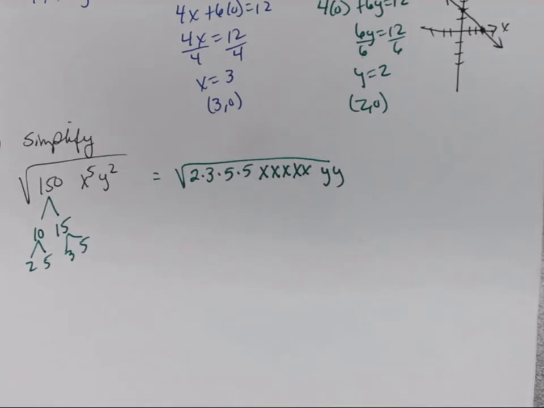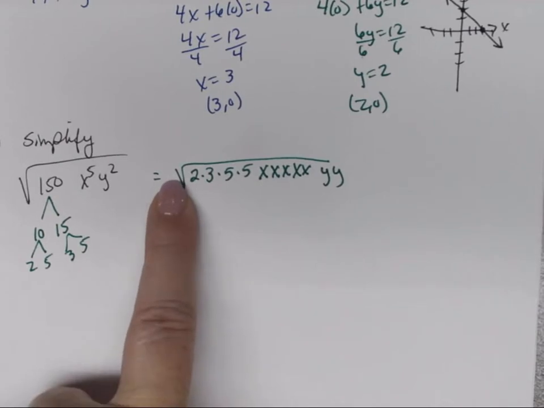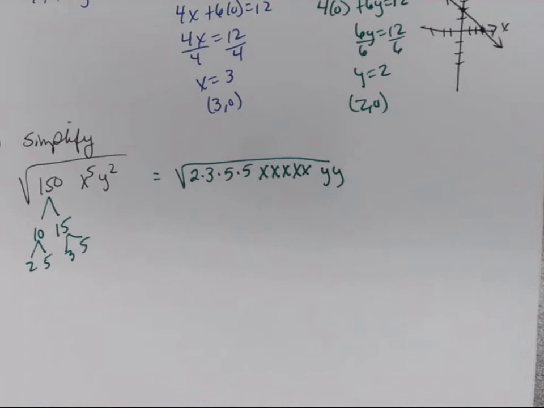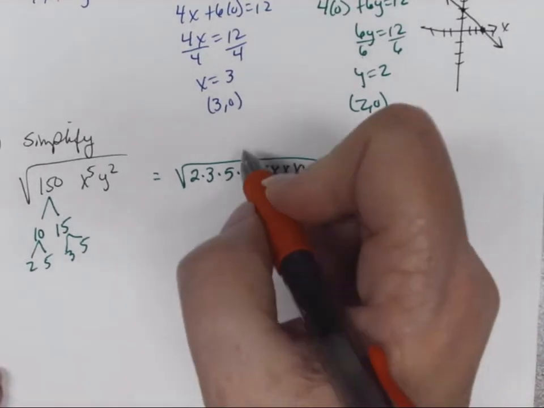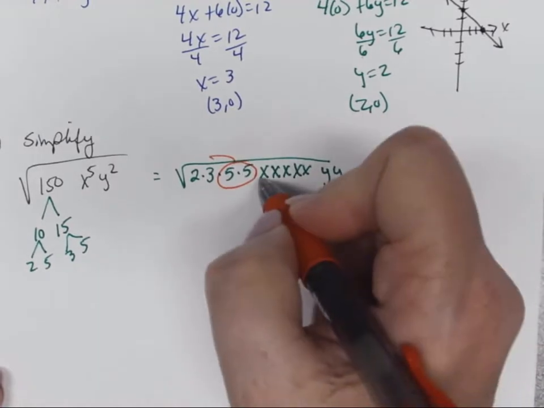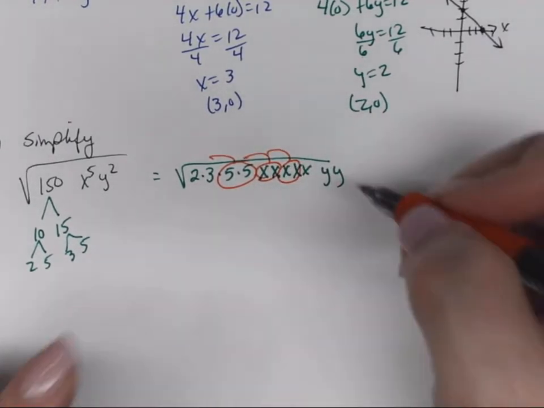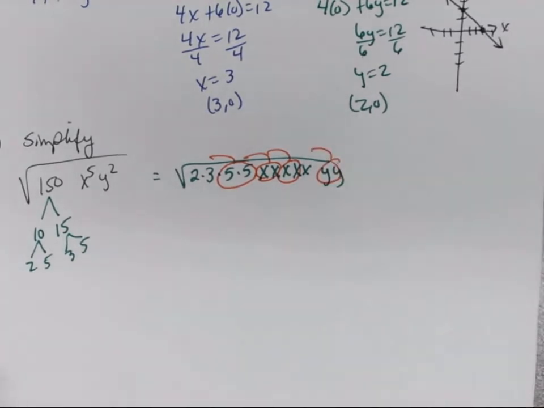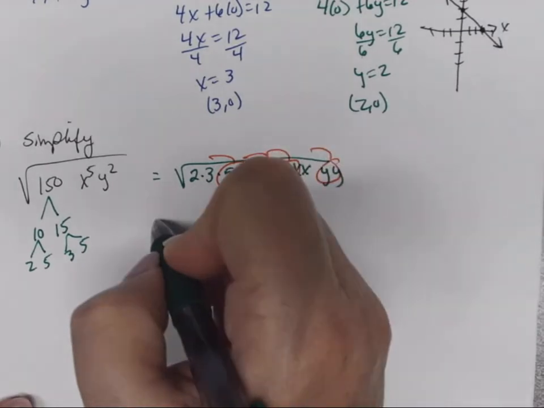Now I'm looking for 2 of each kind because I'm doing a square root. So that means I need 2 to match to come out. So I only have one of these, but I have two 5s. I have a pair of x's, I have another pair of x's, I have one left over, and I have a pair of y's. So everything that comes out with those circles comes out one time.